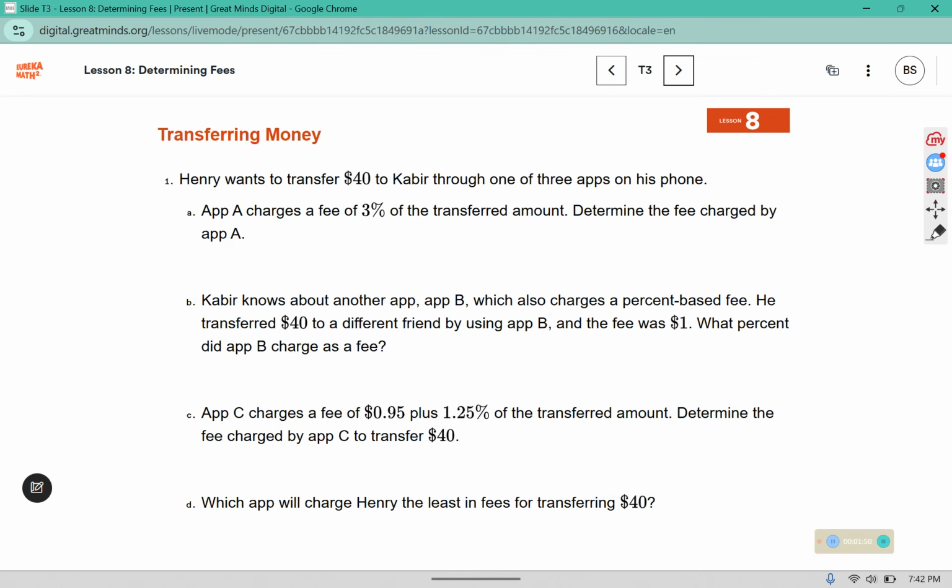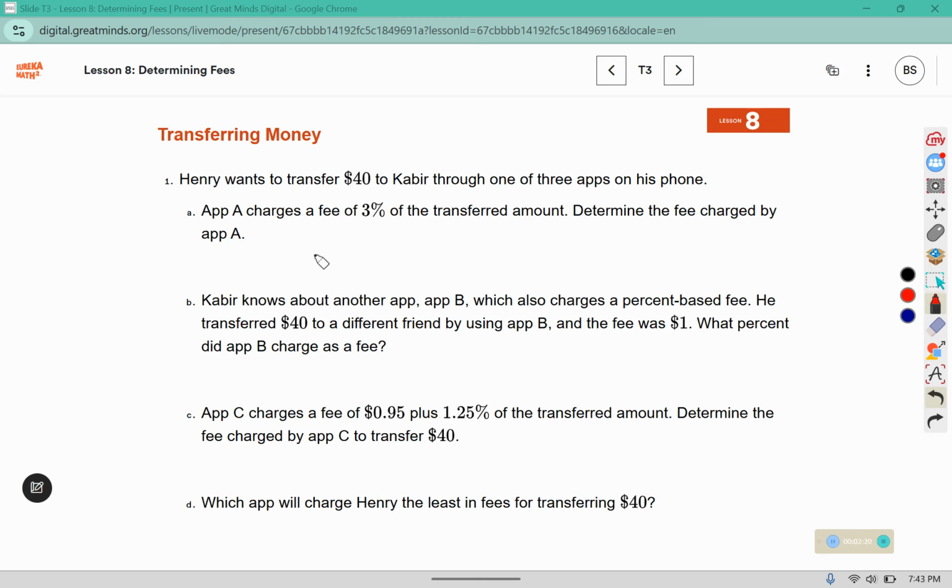Let's start here with question 1. Henry wants to transfer $40 to Kabir through one of 3 apps on his phone. App A charges a fee of 3% of the transferred amount. Determine the fee charged by app A. So this might be something like Venmo, Cash App, or Zelle. I don't know if you've heard maybe some adults talking about those or older siblings.